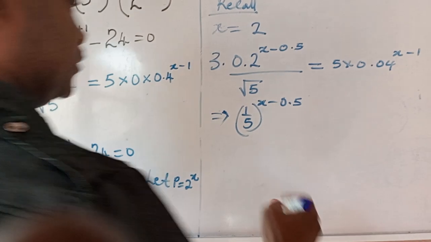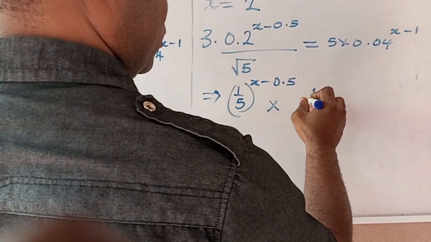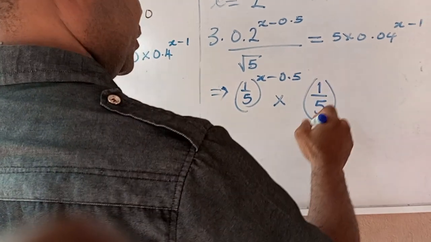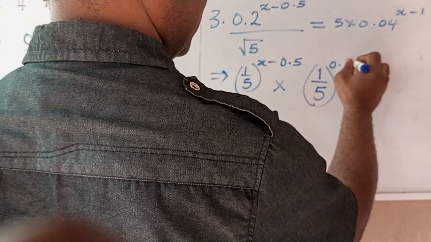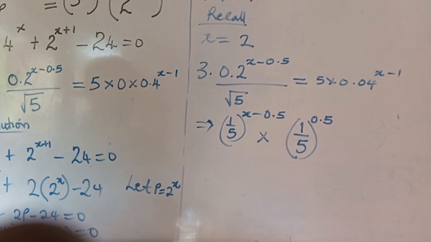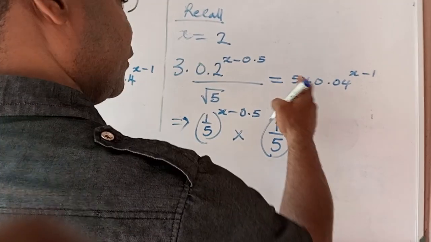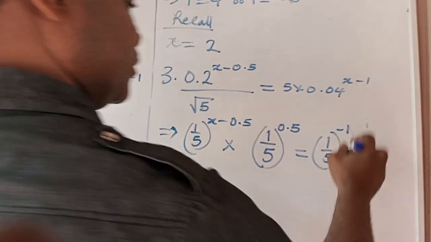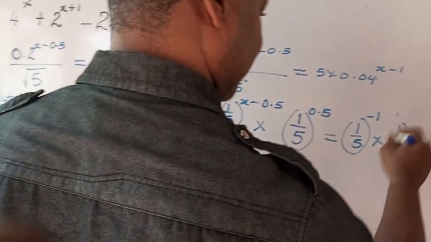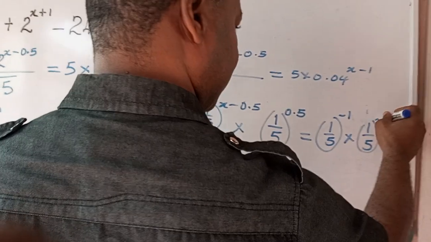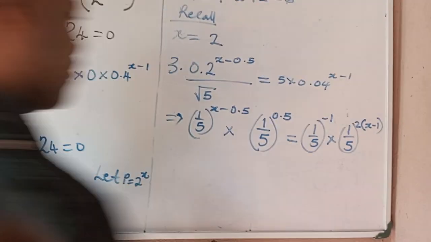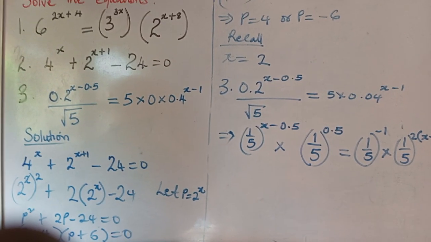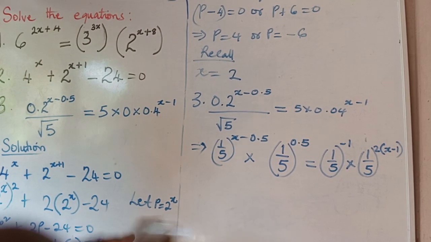So we are going to simplify that, so that we are going to have times 1 over 5, in this case to power 0.5. Okay, then is equals to 5. We can write that as 1 over 5 raised power of negative 1. Then times 1 over 5 raised power of 2. Then times what we have here, which is equal to x minus 1. So you can see that all the terms have the same base, 1 over 5, all true.